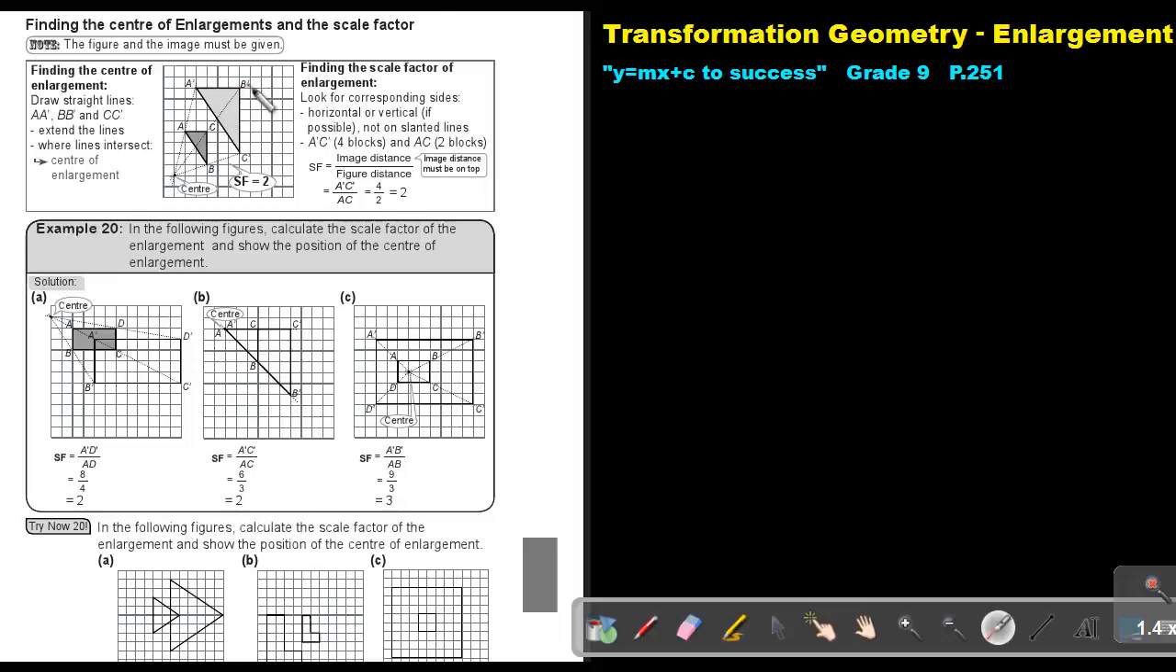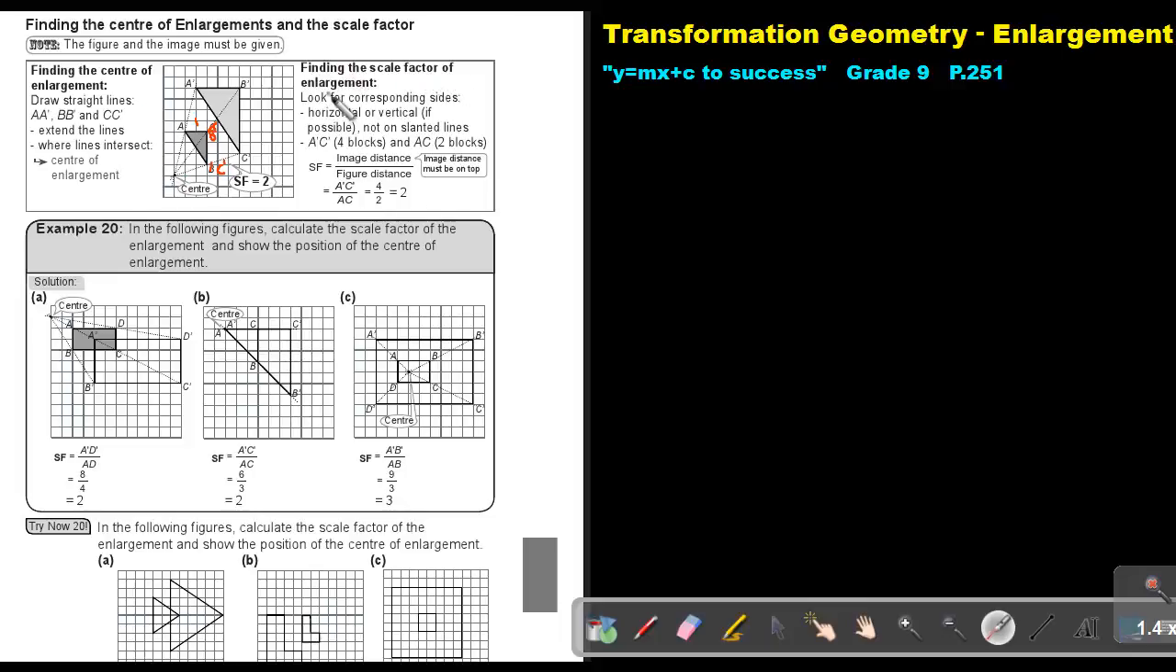From B, let's just see if this is correct. I think this is just a printing error. Let's correct this. This must be B, according to the sketch, and this must be C. So basically, I go from B to B dash and I extend it, from C to C dash and I extend it. And where all the lines intersect, that will be my center.